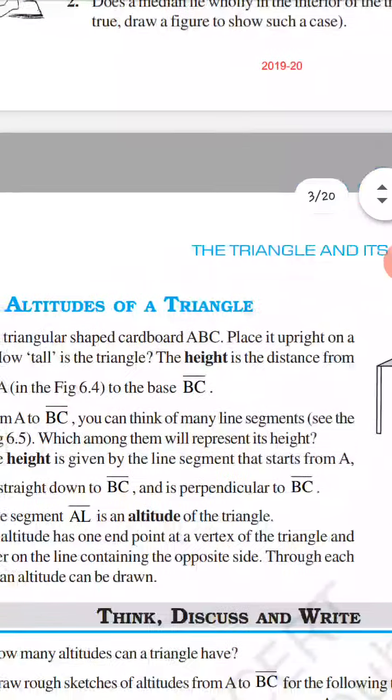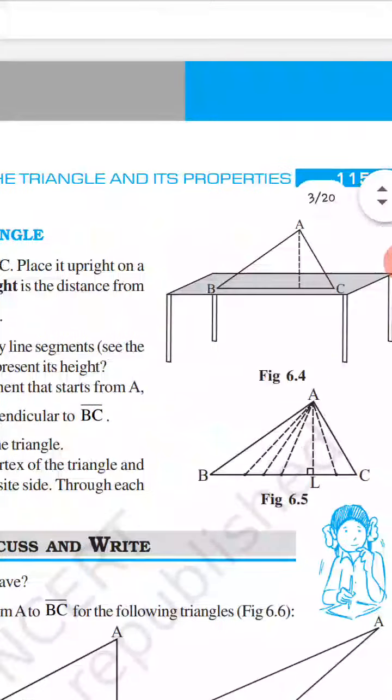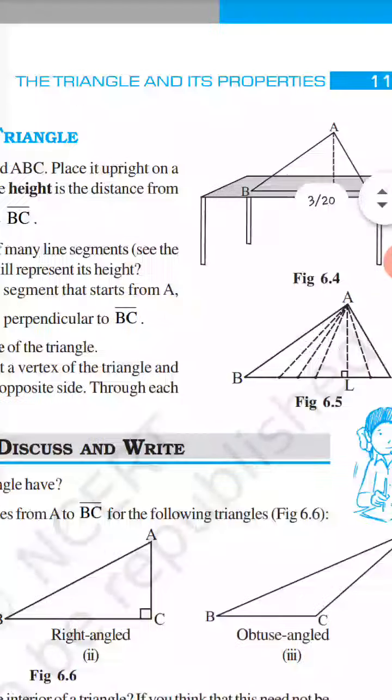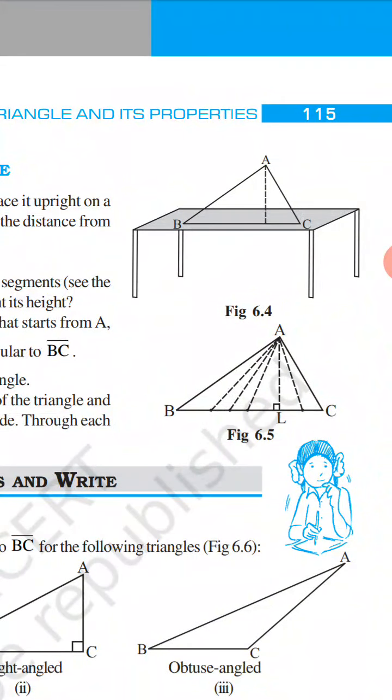Another term is the altitude of a triangle. What is the meaning of the altitude of a triangle? If in a triangle ABC, we draw a line AL such that angle ALB is 90 degrees, then AL is called the altitude of the triangle. Actually, we can draw many lines from A to side BC, but the perpendicular AL is the shortest line, and this is called the altitude of the triangle.